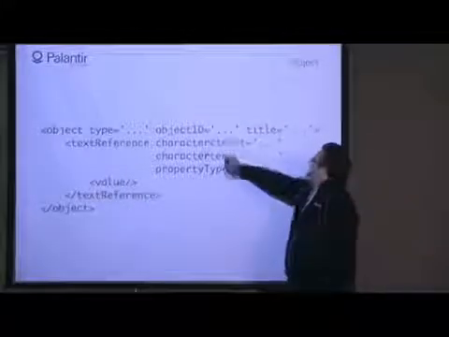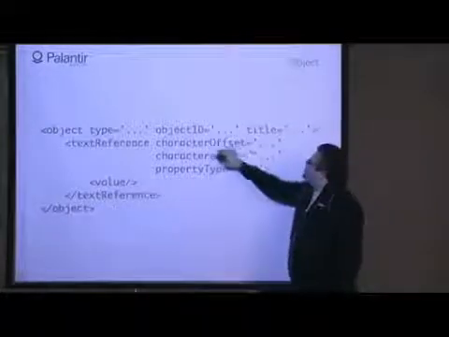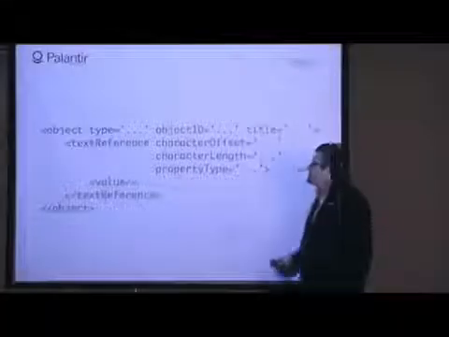So inside the object set element, we have one or more object elements that represent objects that were noticed by the entity extractor. And they have a type, and they have an ID, and a title. Entity extractors love putting titles on things. And then one or more text references that show where it showed up in the text. And these are specified by the offset, the length of the reference, and what property these should have.